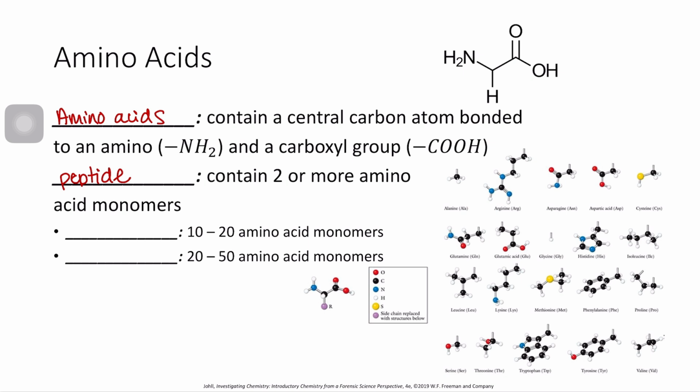When you have 10 to 20 amino acid monomers bonded together, this is an oligopeptide.